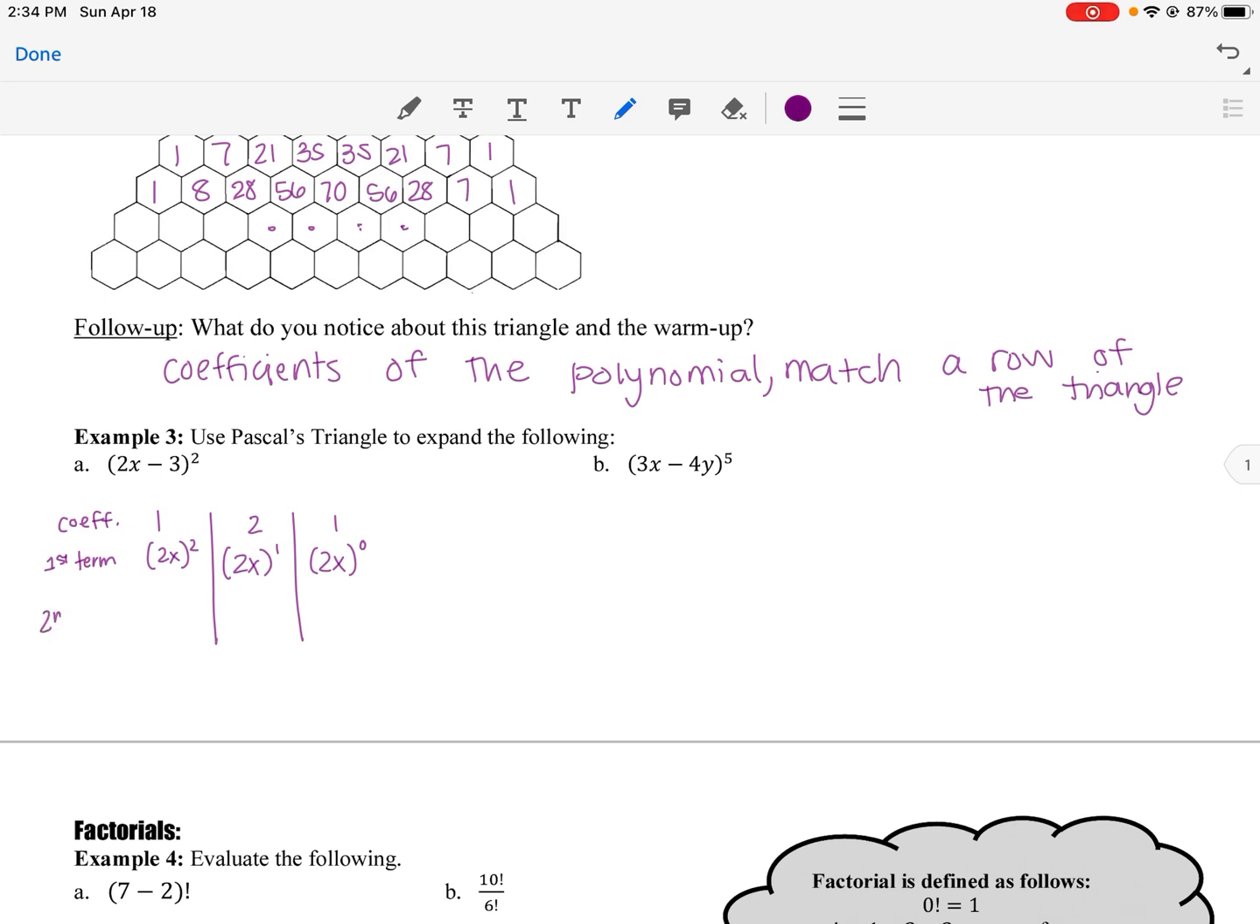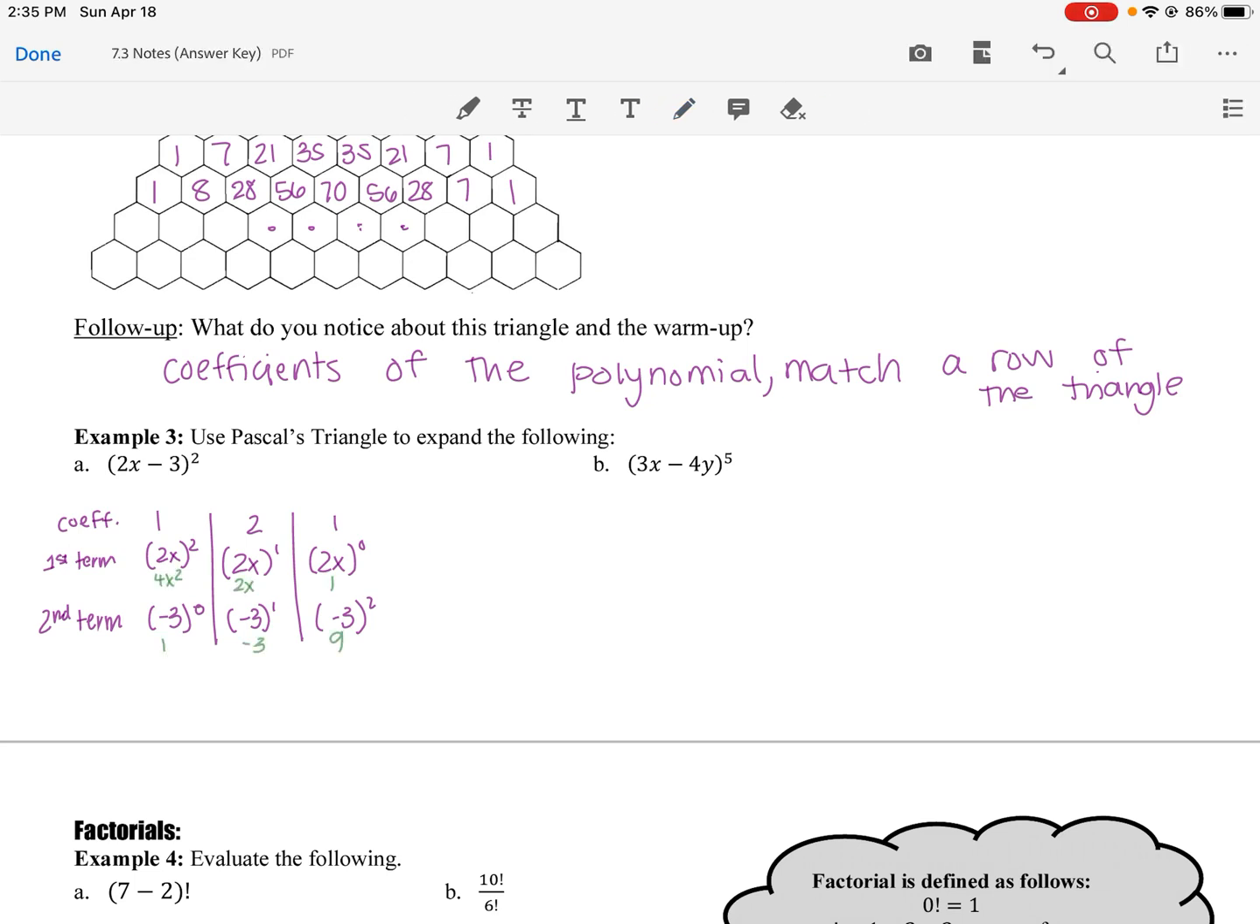And then we're going to do the second term, which is -3. We do the opposite here. So raise it to the 0 power, and then to the first, and then to the second. So you've got 2 options here. You can either look at simplifying, like 2x squared is 4x squared, 2x to the first is 2x, this is 1, this is 1, -3, 9.